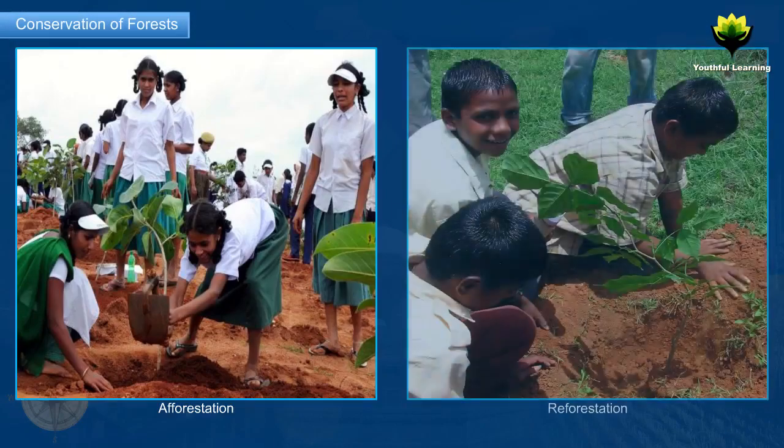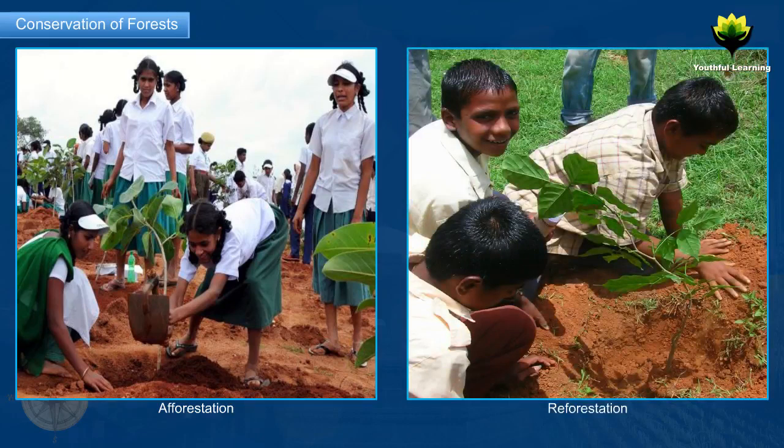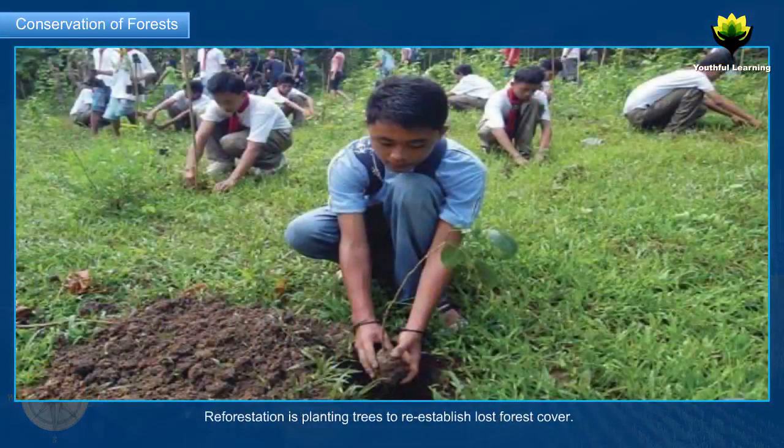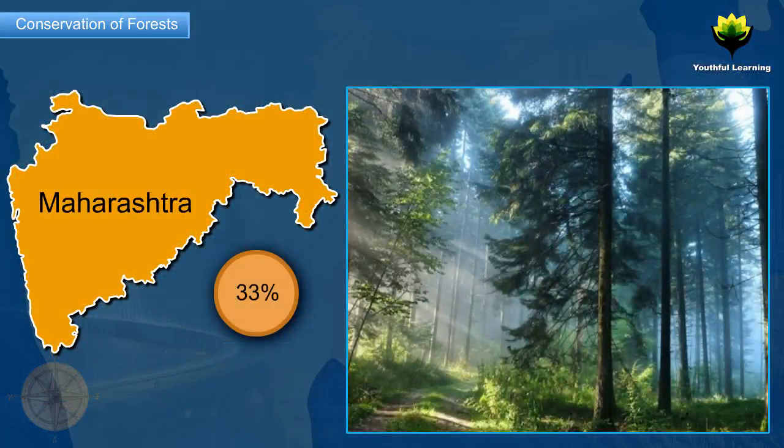Afforestation and reforestation are two measures to increase forest cover. Afforestation is the establishment of a forest on land which was never a forest, while reforestation is planting trees to re-establish lost forest cover. It is recommended that 33% of geographical area in the state must be under forests.